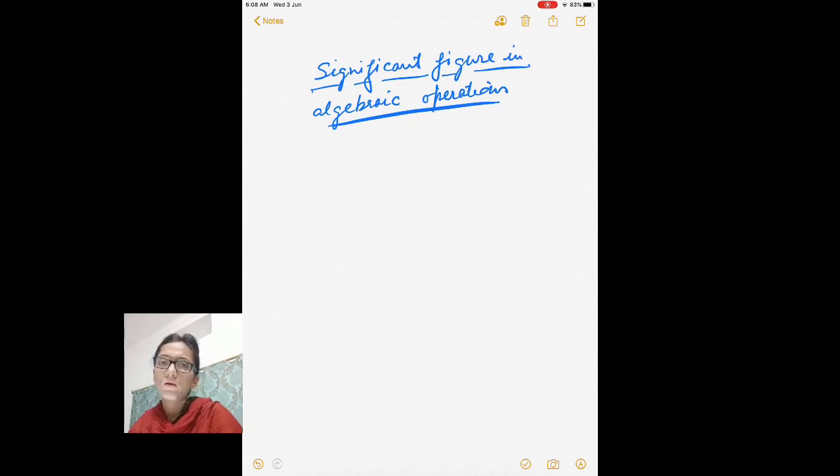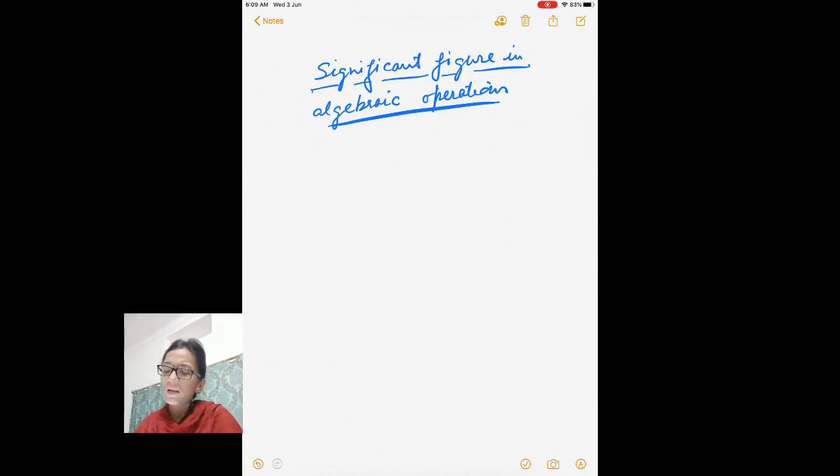So today we will discuss significant figures in algebraic operations. When you do a certain experiment, like when you find density, you have to calculate mass and you have to calculate volume, and mass per unit volume gives you density. There are so many other investigations in which you add two values. When you add two measured values, how are significant figures considered? Let us learn that today.